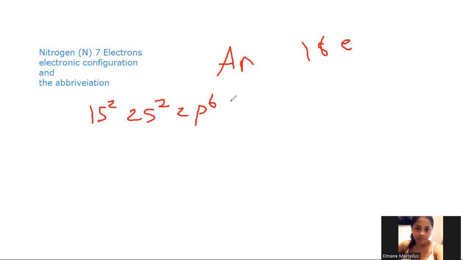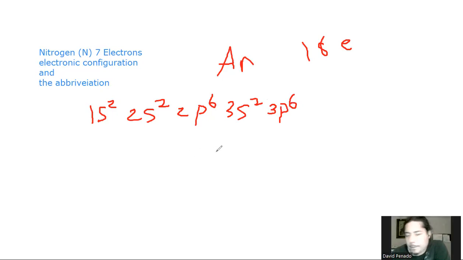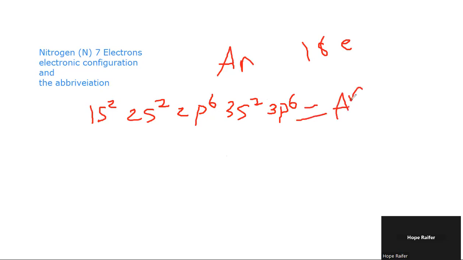3s2. You said 2s2? 3s2. Yes. Okay. And 3p6. Okay, that's what I got. Yeah, that's what I got. That's the electronic configuration, the long way, of argon.